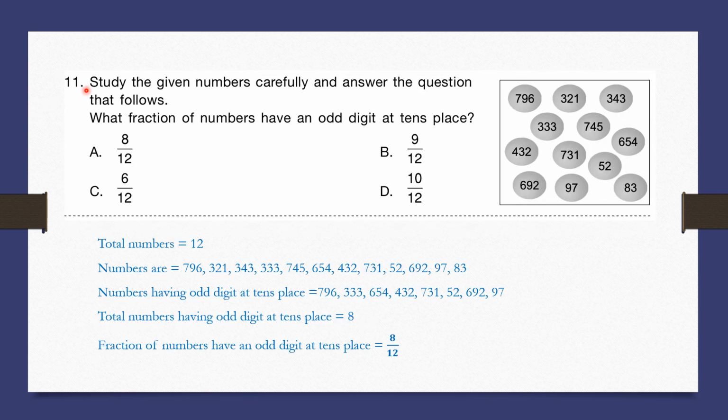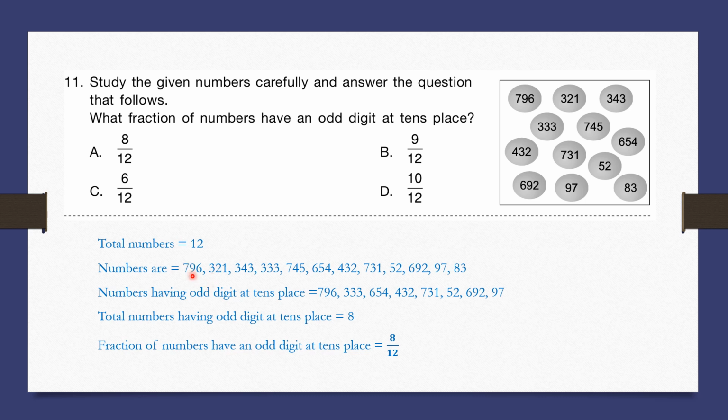Question number 11. Study the given numbers carefully and answer the question that follows. What fraction of numbers have an odd digit at tens place? So first let's count the total number of numbers. 1, 2, 3, 4, 5, 6, 7, 8, 9, 10, 11, 12. So let's write down the numbers here. So now we have to check which number is having an odd digit at tens place. So tens place is this one.